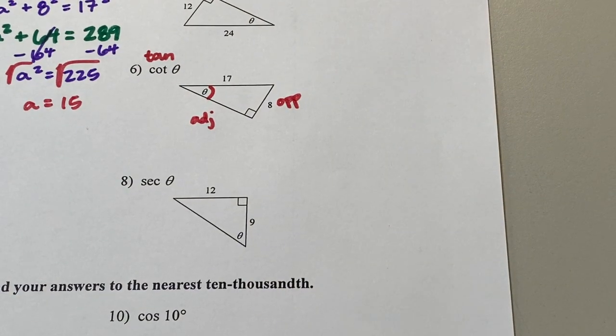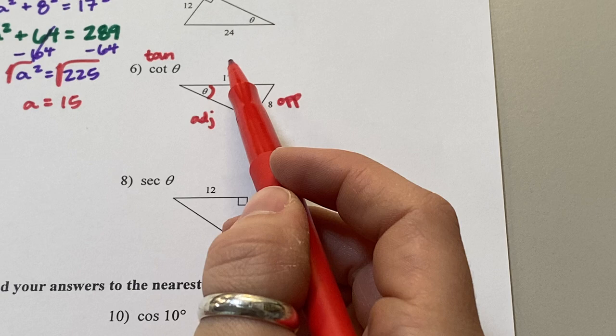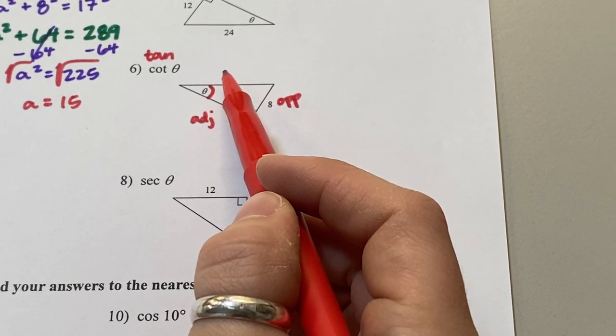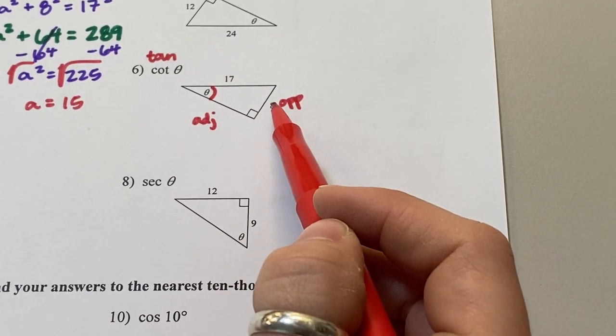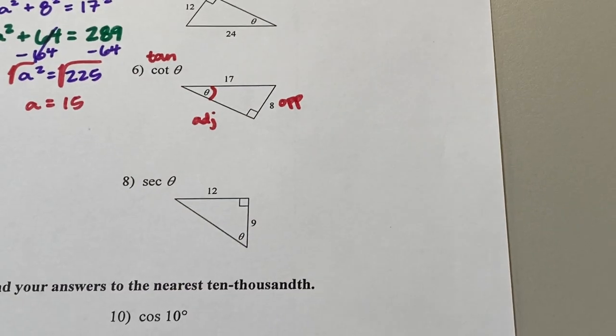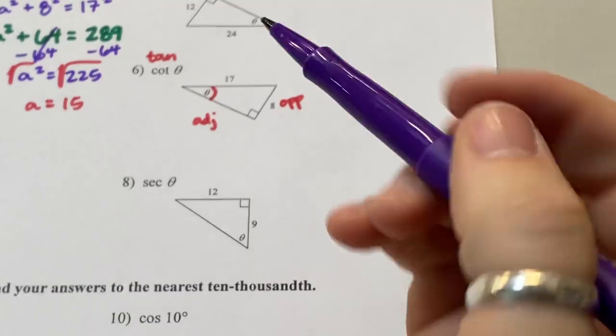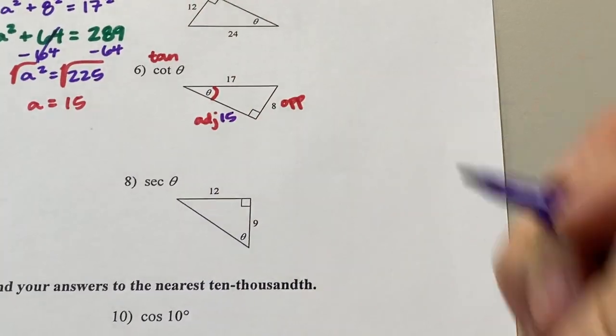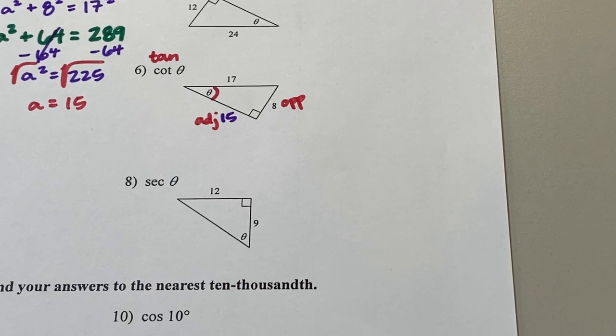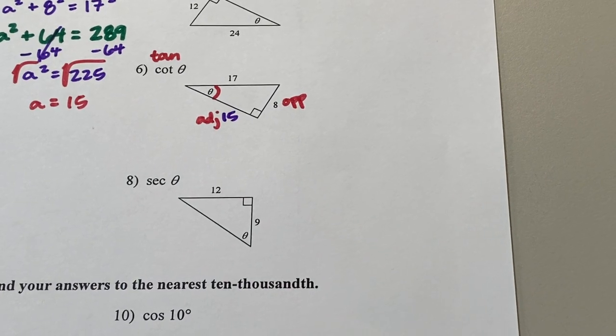Work smarter, not harder. This triangle is the same exact triangle that we've now done twice. If my hypotenuse is 17, look back at number 1 and 3. If my hypotenuse is 17 and one of the legs is 8, what is the other leg? 15. Right. Why would we plug that into the Pythagorean theorem and solve for the third time?